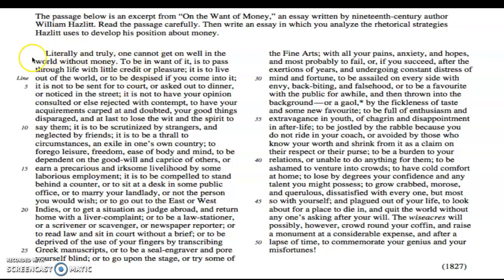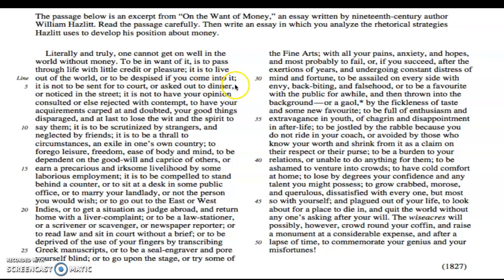So if I were writing this, I would write in the margin, we need money in life, like money helps us live. I would write something over here, and then I would start to go through the rest of these sentences and see if I'm understanding what he's building up. To be in want of it is to pass through life with little credit or pleasure. It is to live out of the world, or to be despised if you come into it, right?